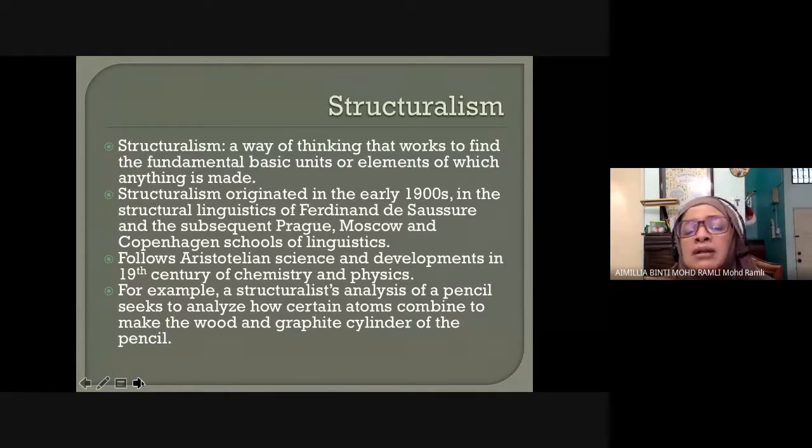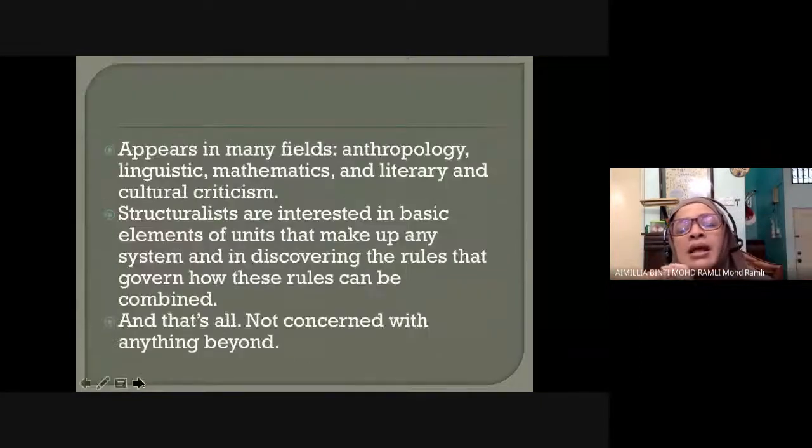For example, a structuralist analysis of a pencil seeks to analyze how certain atoms combine to make the wood and graphite cylinder of the pencil. So it's saying also that pencils can be analyzed. Anything in this world can be analyzed according to its structure. It appears in many fields such as anthropology, linguistics, mathematics, literary and cultural criticism, all this structuralism.